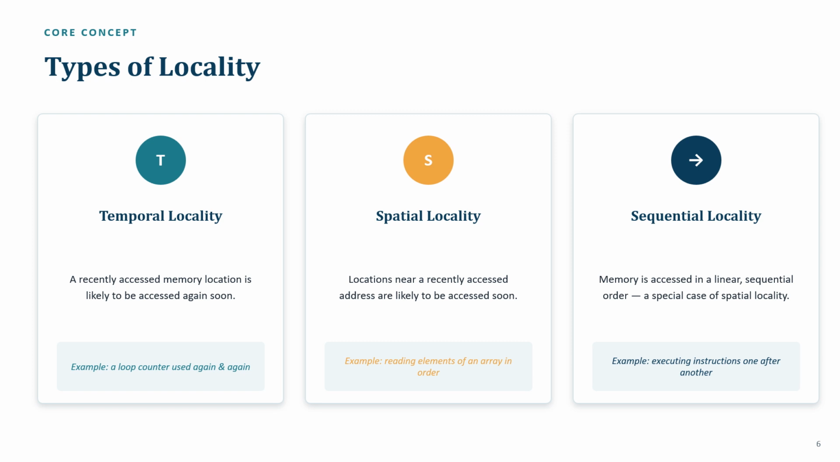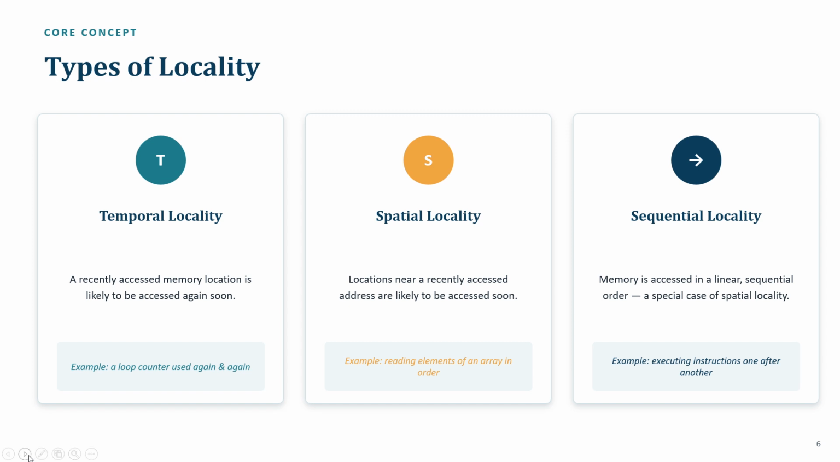Now, to remember these three localities, we will break it down into simpler sentences. Temporal locality is basically related to time, and spatial locality is basically related to space, and sequential locality is a special case of spatial locality where memory is accessed in a straight line.